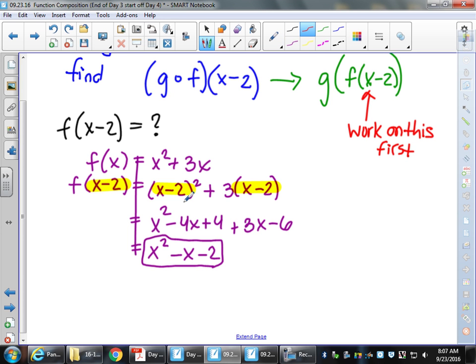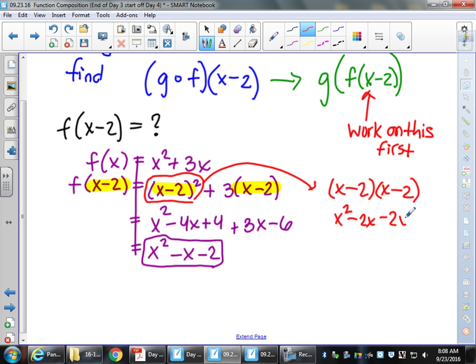So for this over here, I kind of worked on it in my mind. So if we come over here, watch, x minus 2 times x minus 2. Let's distribute together, right? So x squared minus, x times x is x squared, x times negative 2 is minus 2x, negative 2 times x, negative 2 times negative 2. And then if I combine negative 2x and negative 2x, I get, right.